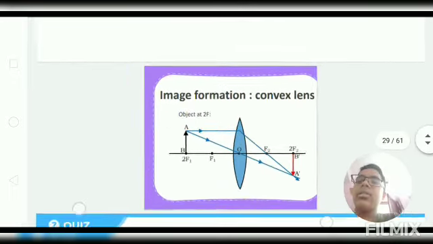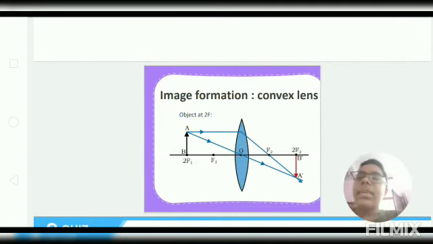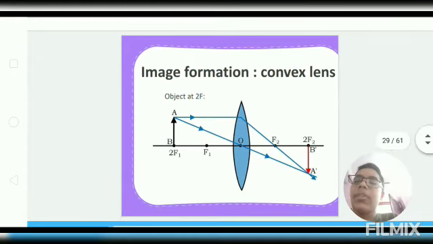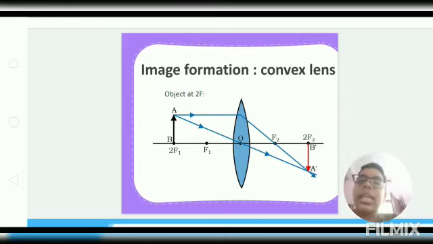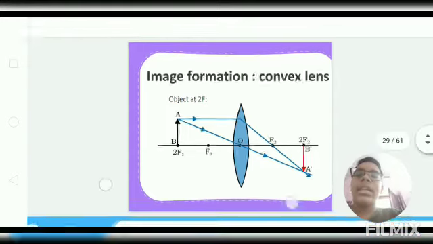It is a third ray diagram. Image formation in a convex lens. When the object is at 2f, that means at the center of curvature, as before, one ray comes parallel and passes through the focus F2, and another ray, as per ray diagram 3, passes through the optical center and remains undeviated. Both of them meet at the point A dash. Here we get the same sized image, a real image, and an inverted image.